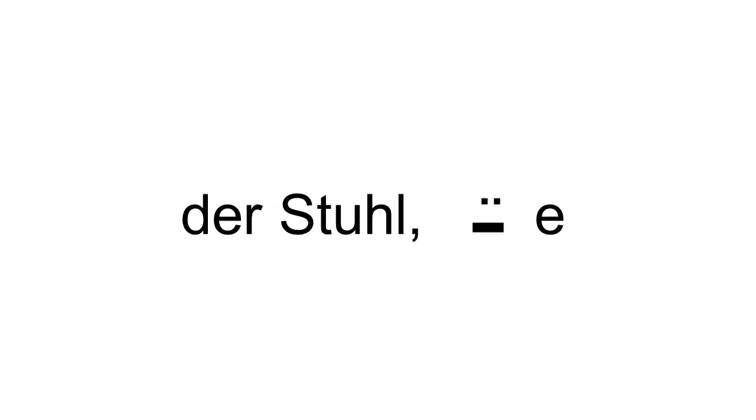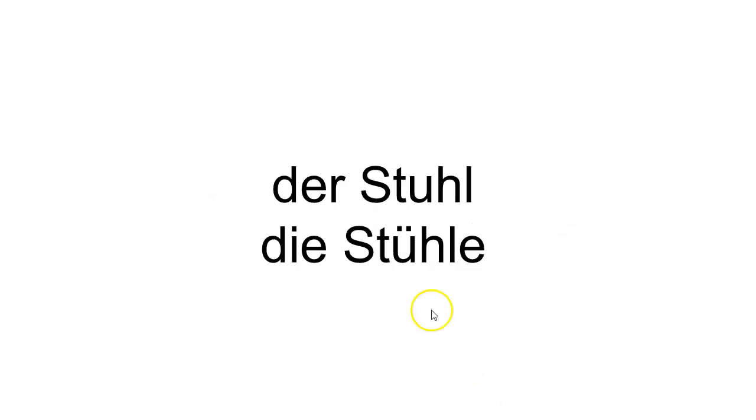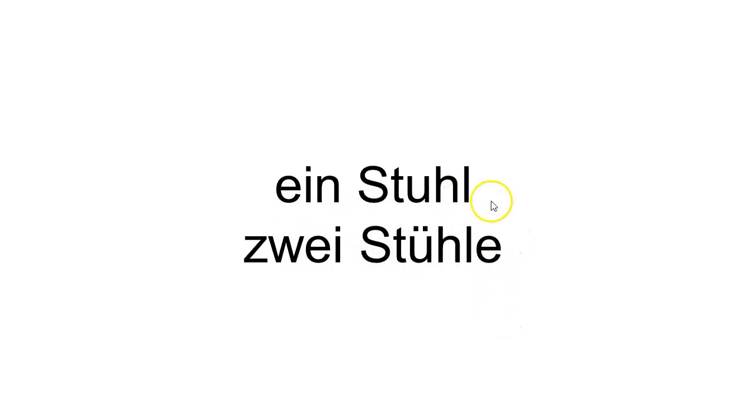So here's the next pattern. You add the umlaut to the vowel and then add an E. So der Stuhl, the chair. To say chairs, add the umlaut and add the E. Der Stuhl, die Stühle. So the chair, the chairs. Ein Stuhl, zwei Stühle. So one chair, two chairs.